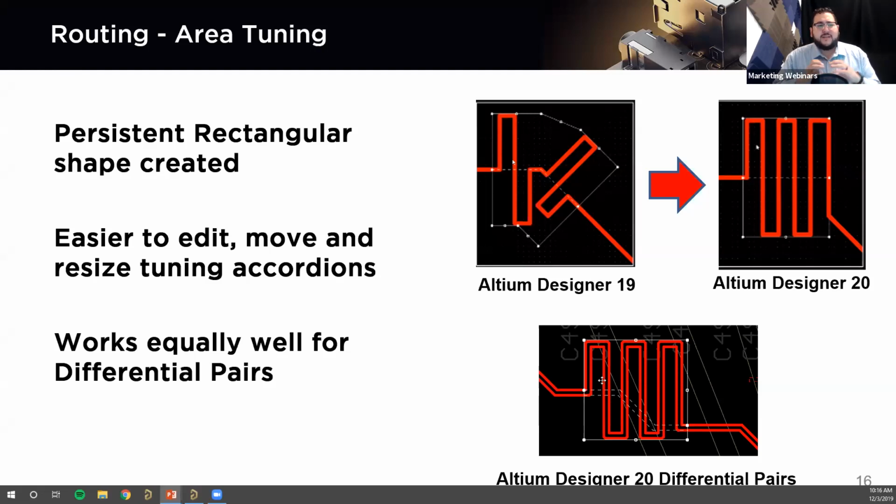So what we've done is we've created a persistent rectangular shape that can be moved around. This will help you optimize the usage of your space. This can be easily moved, edited, and resized, right? And this will work equally well for differential pairs.